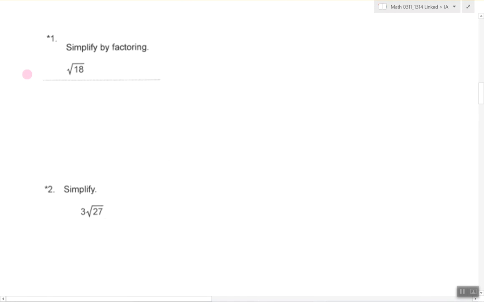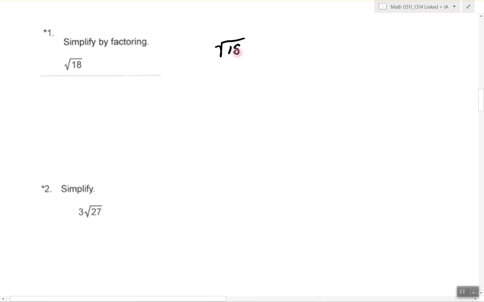All right, let's look at problem number 1. It says to simplify by factoring, and they ask us to simplify the square root of 18. Well, you will have to think about factors of 18. In this case, I could say, well, is it 3 times 6? Is it 2 times 9? I choose 2 times 9 because when I factor this, I need a perfect square, and I need the largest perfect square. Well, the only perfect square is 9, and then 2.